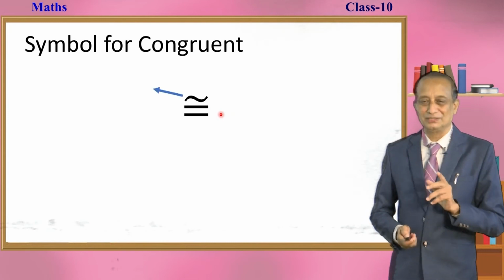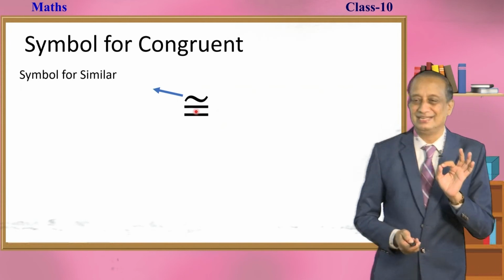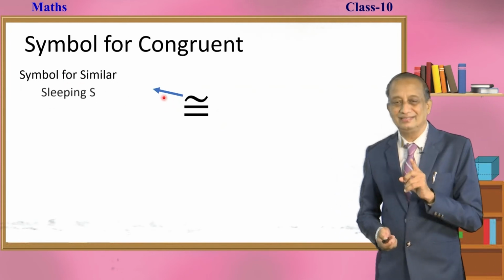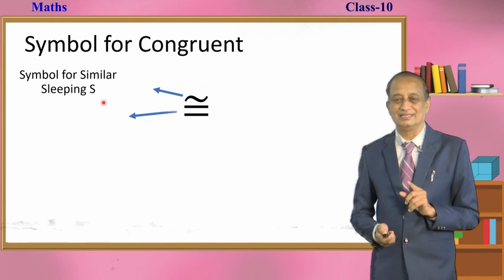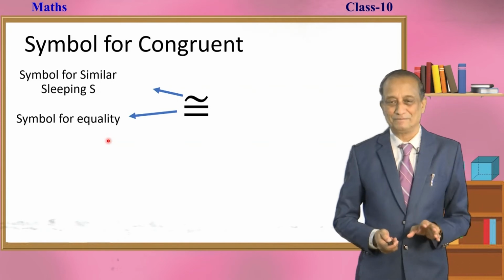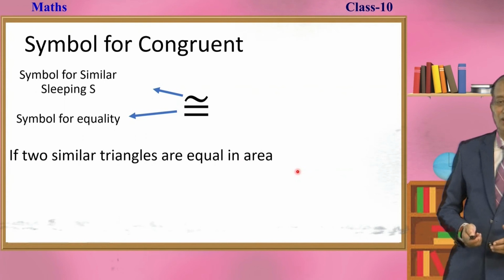It is this. So, that is the symbol for similarity. If you just write a single sleeping S, we read it as similar, and this is the sleeping S, whereas this is the sign of equality. Okay. So, both these things are combined in the symbol for congruency.